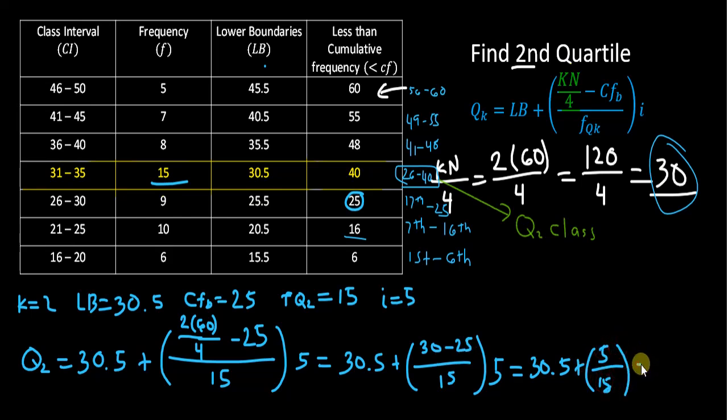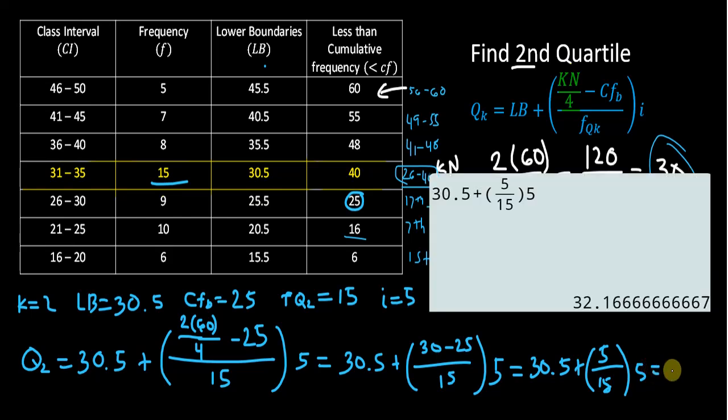Okay. So, pwede naman tayong gumamit ng calculator dito. Input lang natin yan. 30.5 plus quantity of 5 over 15 times 5. At ang makukuha nating sagot ay 32.17. So, ito na yung final answer natin.